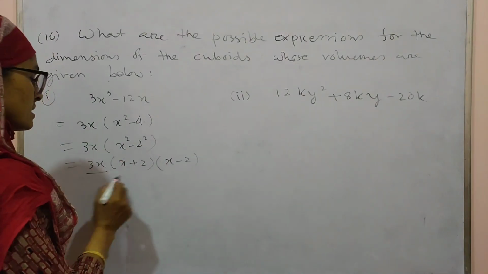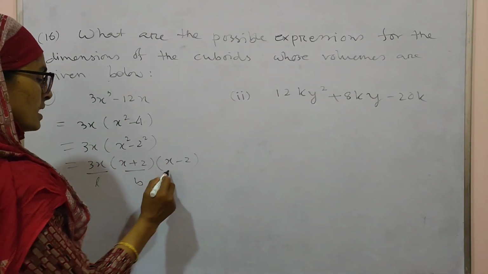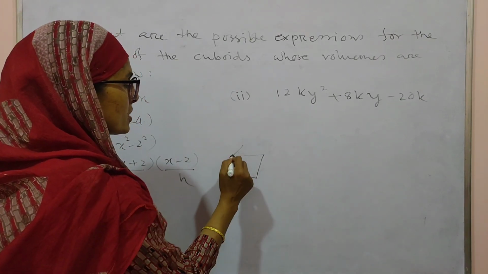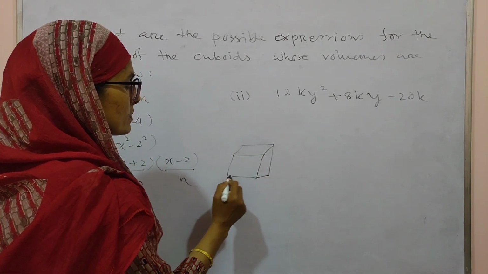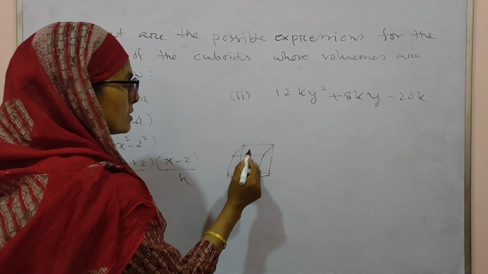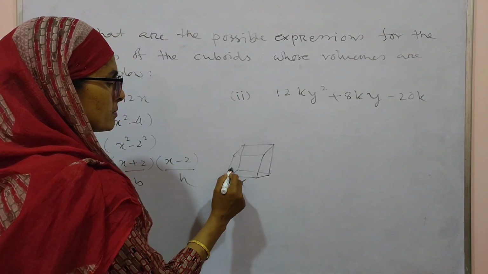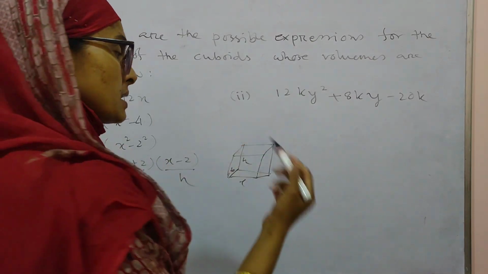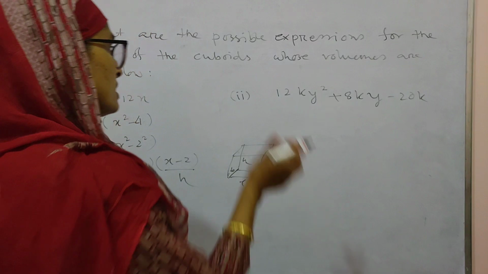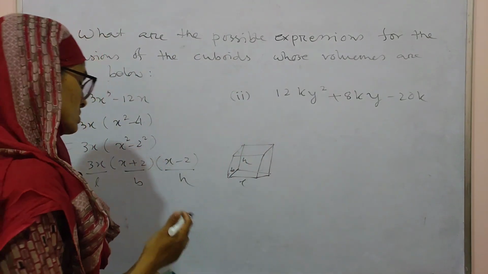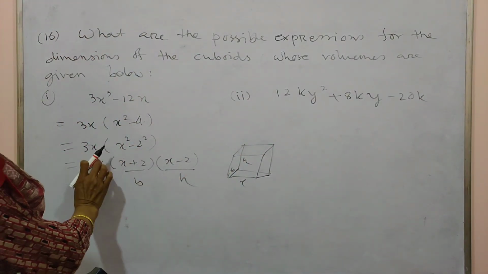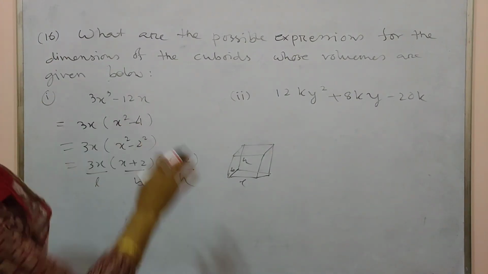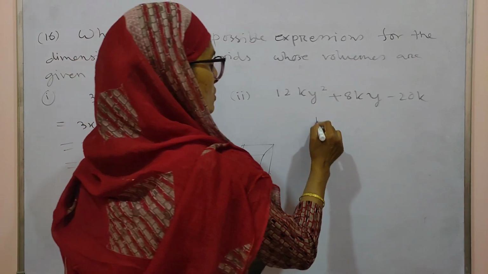So if this one is length, this one is breadth, and this one is height of the cuboid, the multiplication of length, breadth and height is the volume of the cuboid. So write in this way, and question number 2 is your homework.